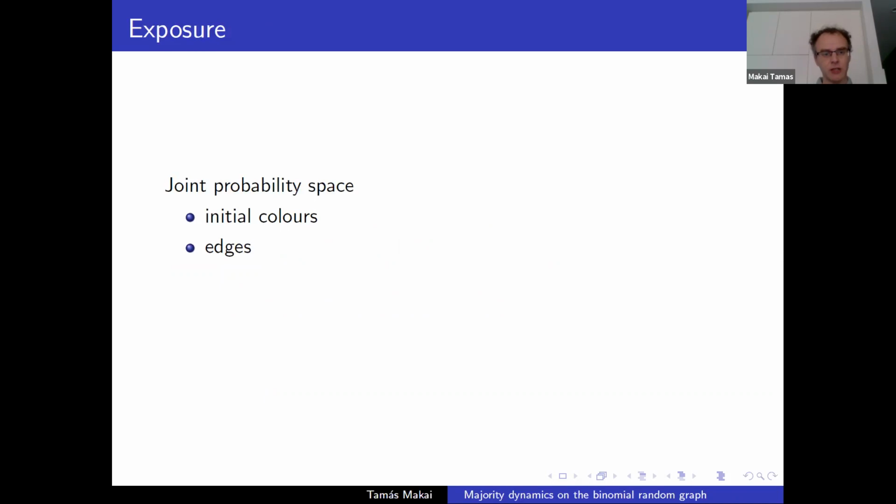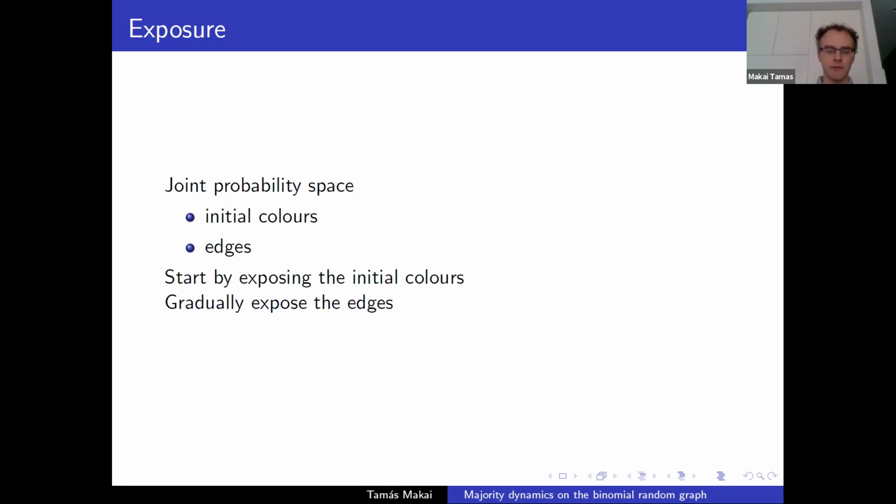So I would like to remind you that we have 2 sets of random variables. One is for the initial colors of the vertices, and the second one is for the edges of the random graph. The order in which we expose these random variables is, at least for our proof, very important. Basically, we start by exposing the initial color of every vertex, and then we will gradually expose the edges within the graph.